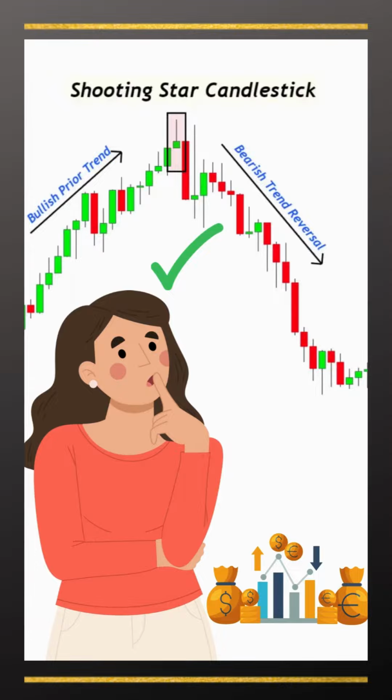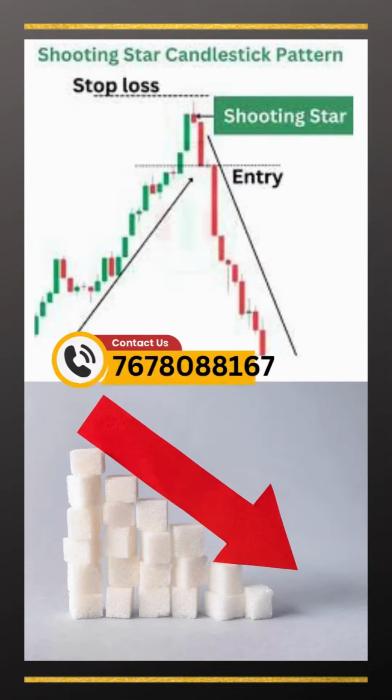As soon as the shooting star's next candle breaks its low, then you have to place your entry. And the shooting star's high is your stop loss. Ride with the trend by trailing your stop loss and book profits.